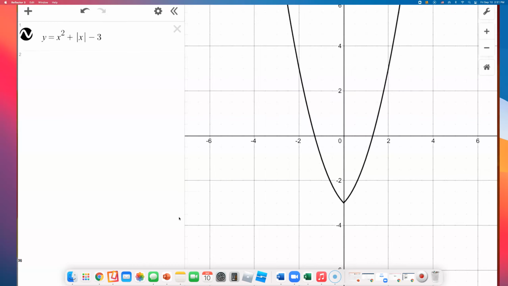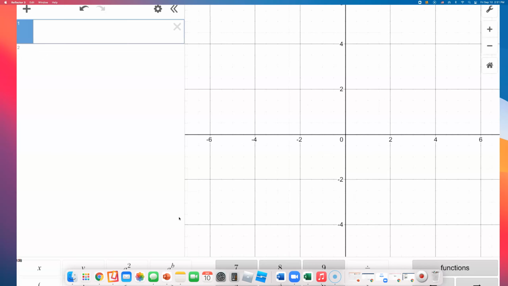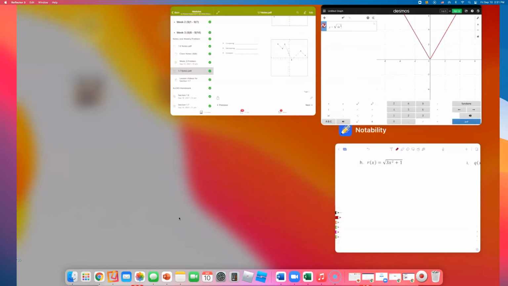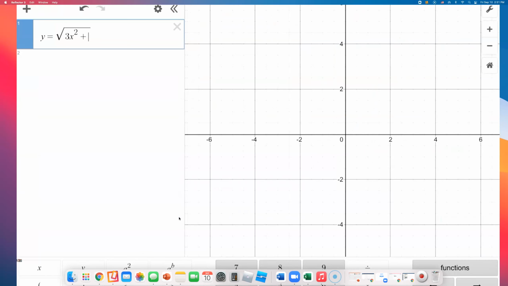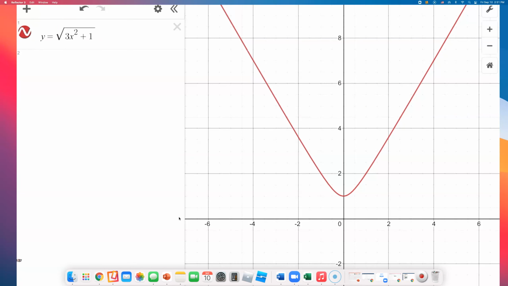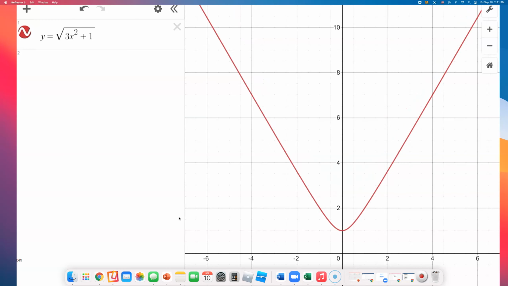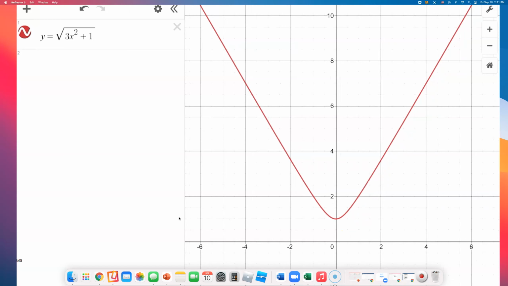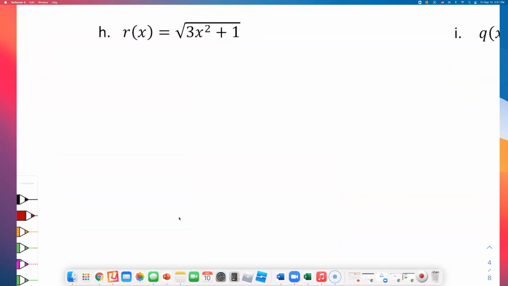Square root of y equals square root of 3x squared. I forgot what was inside. Plus 1. Looking at this, it looks like a smooth W function. This is an even function, right? It is symmetric about the y-axis. The right side of the y-axis is exactly the same as the left side. So I think we already got the answer. This is an even function, even by looking at the graph.